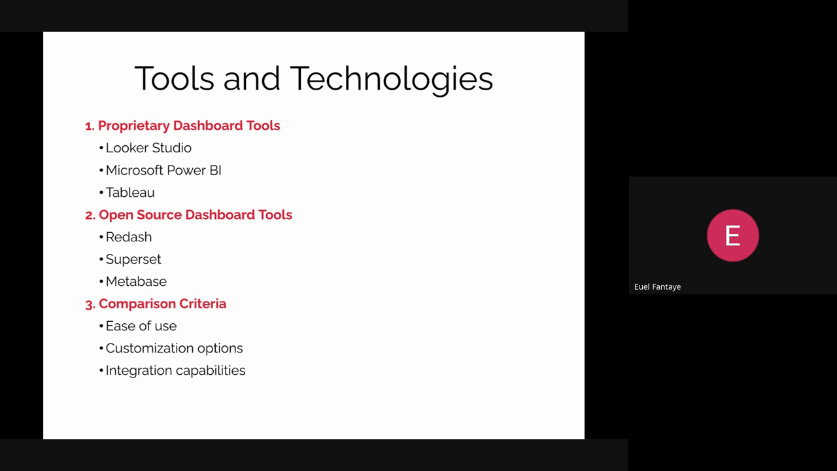The second one is customizing options. Some dashboards only work in their own ecosystems, so they might not allow you to use different data source formats, or they just have limiting options. So how can I customize this? How can I share this with people? What kind of integrations can I make? Integration capabilities is also, if you can connect your dashboard to a database, a file system. So these are basically comparison criteria.